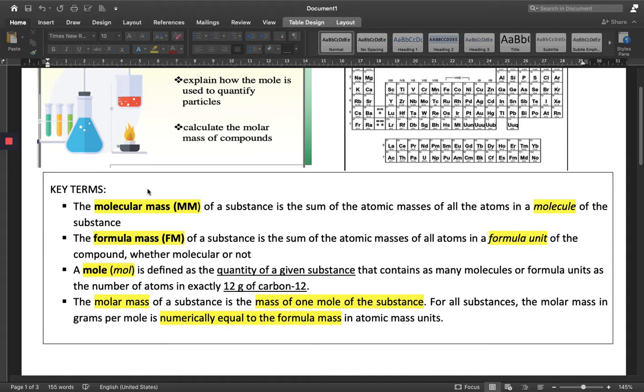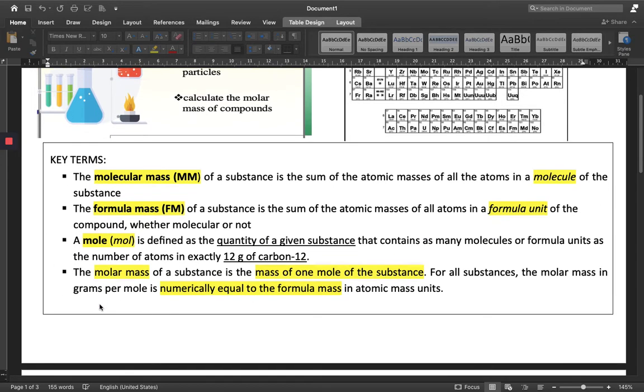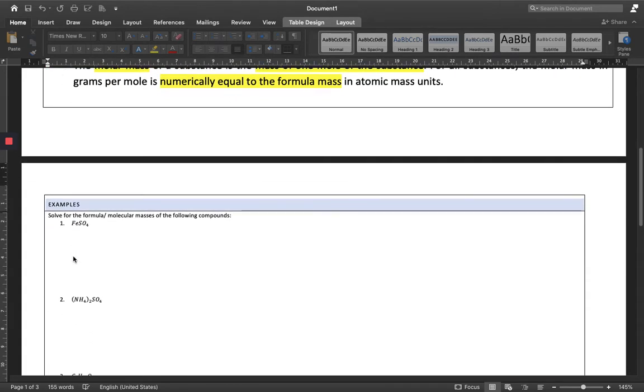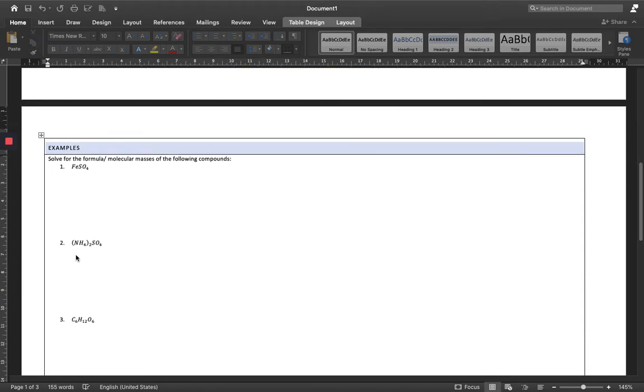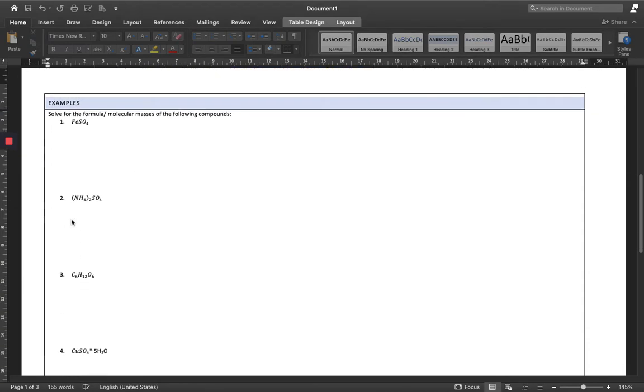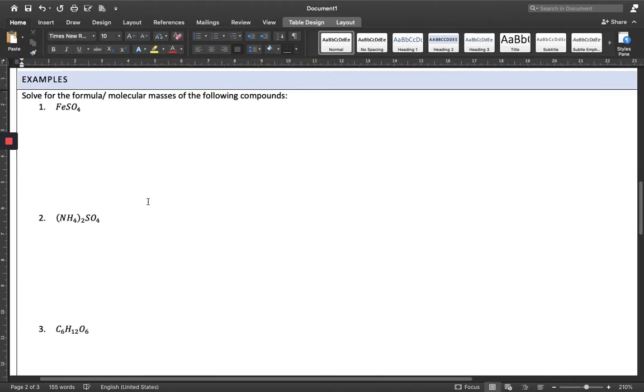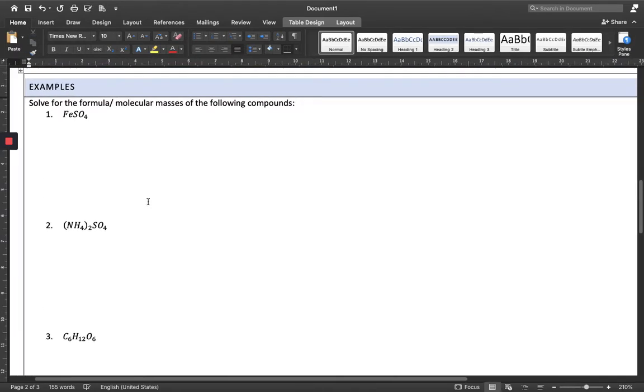And then we already know what a mole is and the molar mass. So again, for all substances, the molar mass in grams per mole is numerically equal to the formula mass in atomic mass units. Okay, and so here are a few examples that we have. Okay, let's make it a little bit larger. So we are asked to solve for the molecular mass or formula masses of the following compounds.